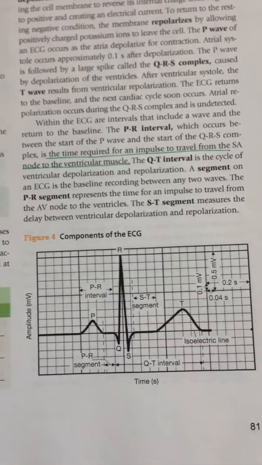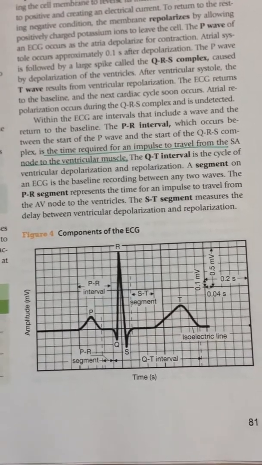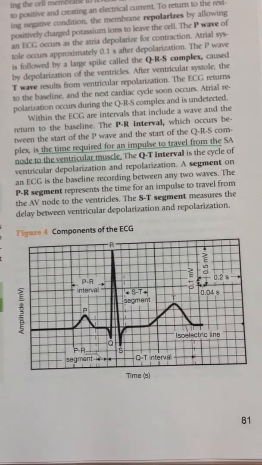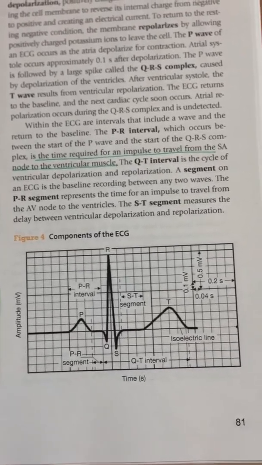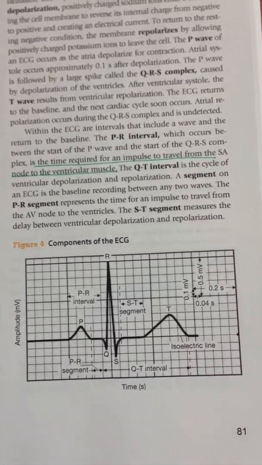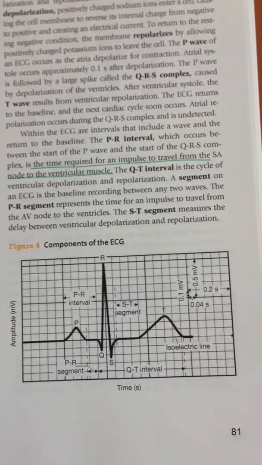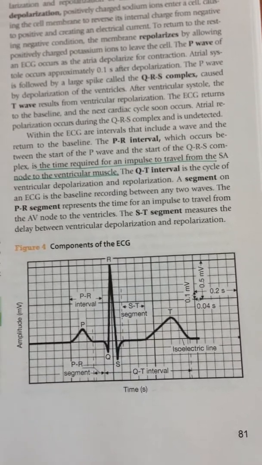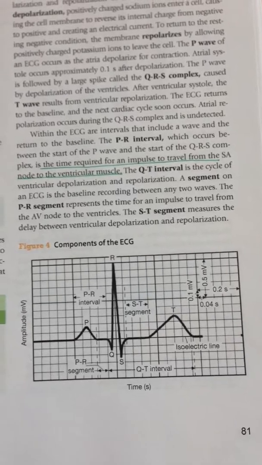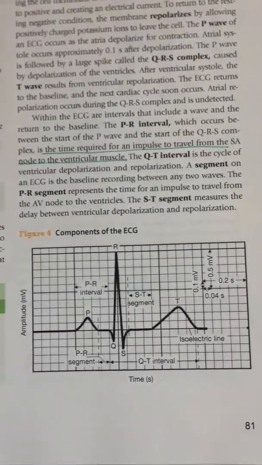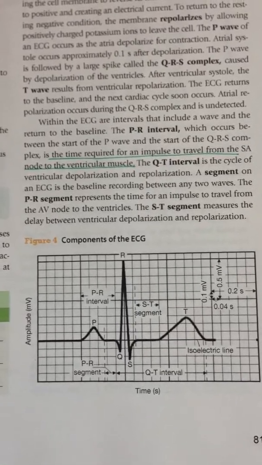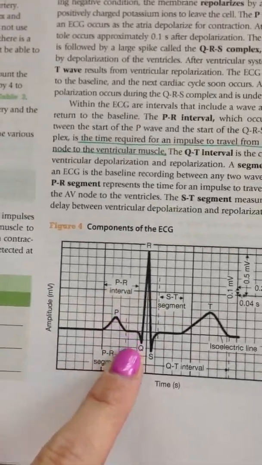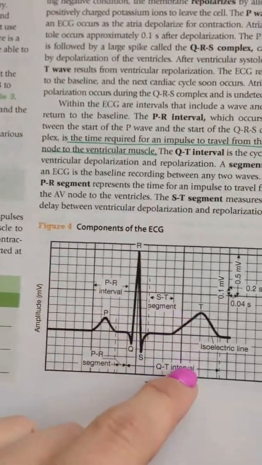Depolarization is when positively charged sodium ions enter a cell, causing the cell membrane to reverse its internal charge from negative to positive and creating an electrical current. Repolarization, on the other hand, is when positively charged potassium ions leave the cell. As you can see, there's the P wave, QRS, and T.